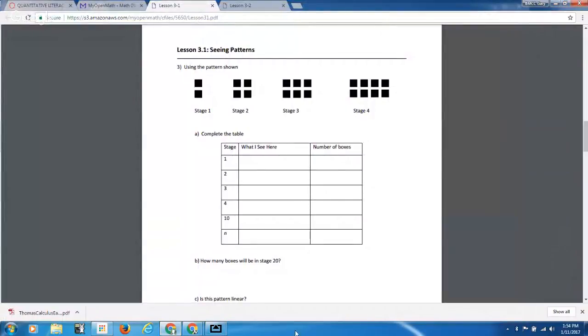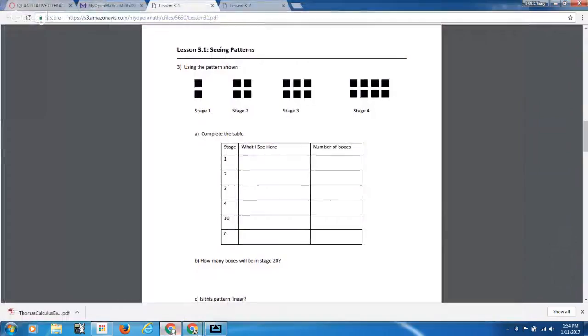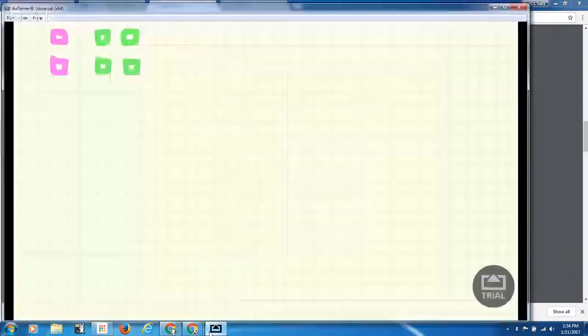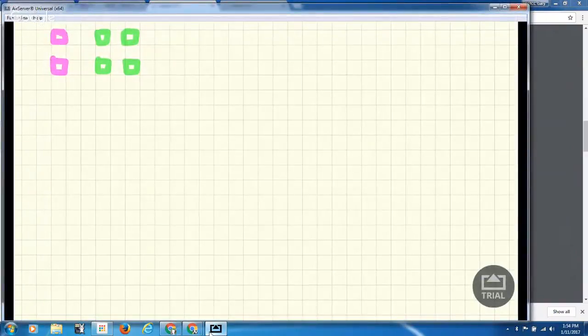Okay. Second figure looks like this. And the third figure, let's see. That one looks like this.